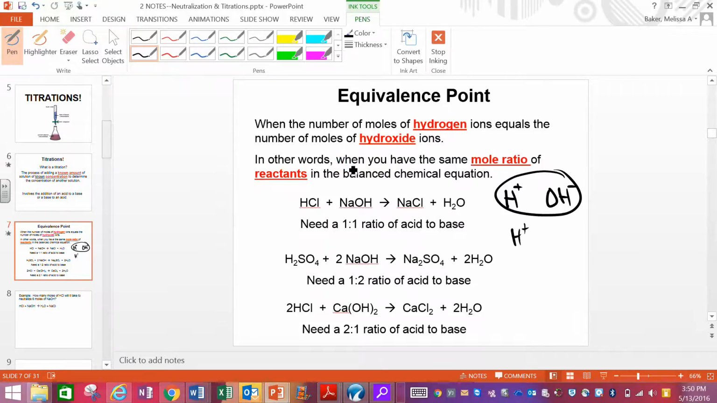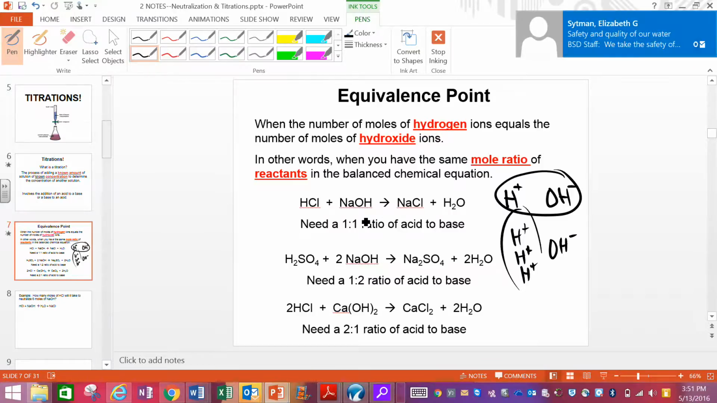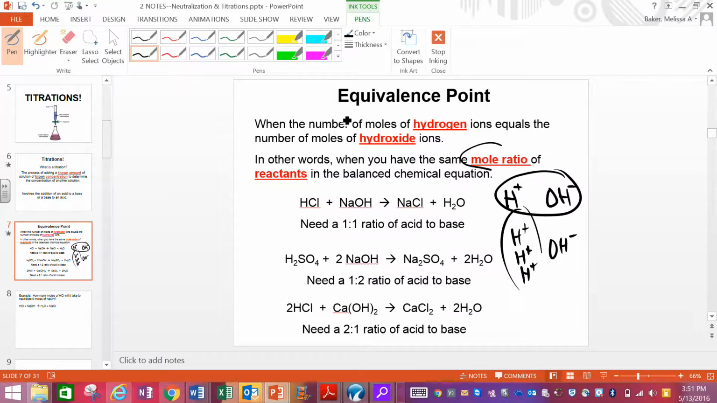Versus if you've got a solution that has more hydrogens than it does hydroxides, this is an acid. And if you've got a solution with more hydroxides than hydrogen ions, that's a base. So it says here, in other words, when you have the same mole ratio of reactants in a balanced equation, you've got the equivalence point. Okay, so let's figure out some ratios here. HCl plus NaOH. It's a 1-to-1 ratio of acid to base.